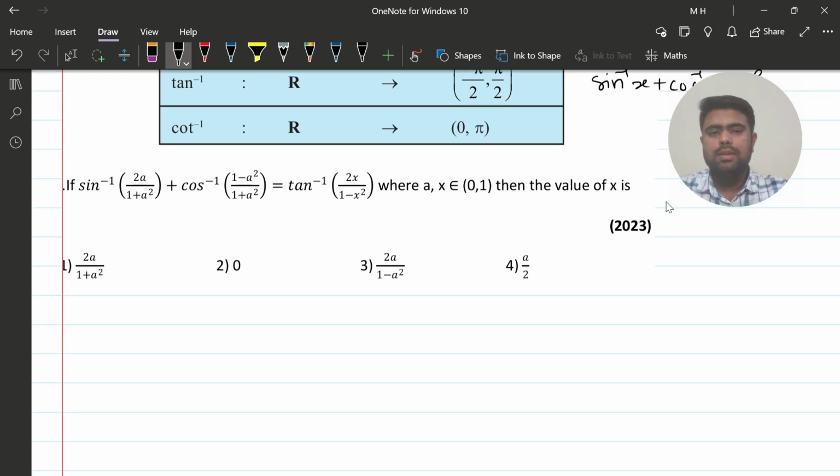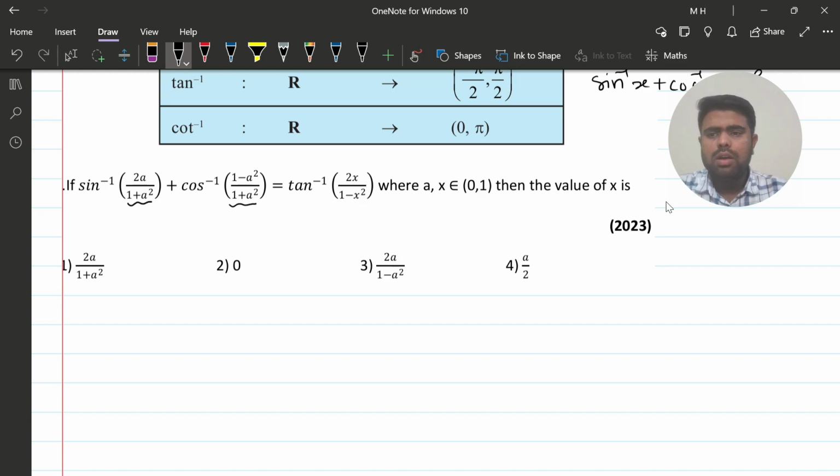The first question says, if sine inverse 2a divided by 1 plus a square and cos inverse 1 minus a square by 1 plus a square, then tan inverse of 2x divided by 1 minus a square is equal to tan inverse 2x by 1 minus x square, where a, x belong to the interval 0 to 1. Then the value of x is, so they have asked the value of x.